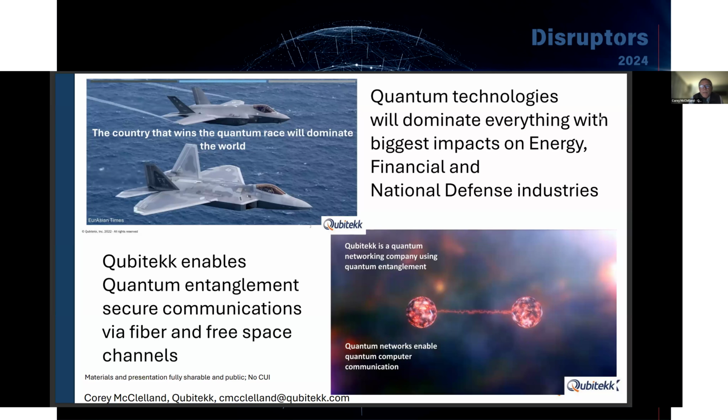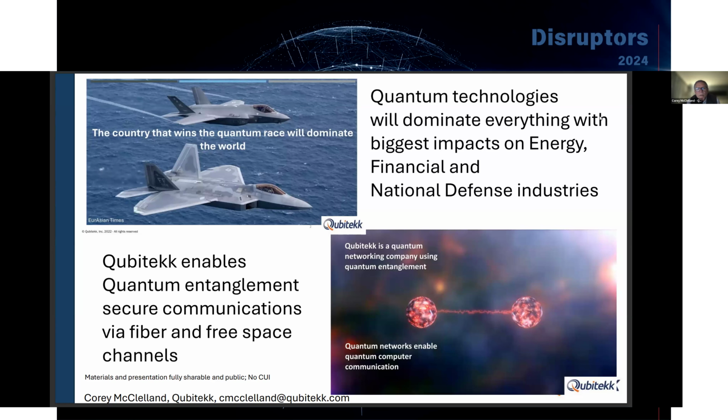As people may know, quantum technologies have the possibility of dominating the world as far as integrating with strong AI and quantum networks, quantum computers. So whoever wins that race will dominate the world economically and from a national defense perspective. So we're very energetic in trying to get our products to a point where they're commercially viable in relationship to quantum computers as well. So we use quantum entanglement to secure communications via fiber and free space channels.